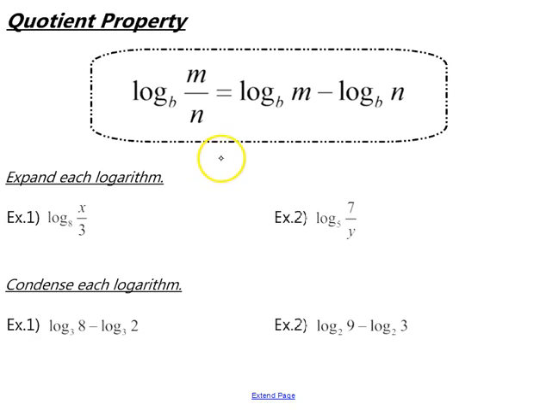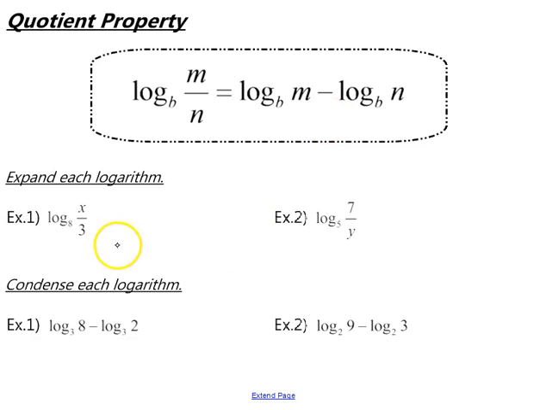Next we'll take a look at the quotient property. Log base b of m divided by n is equivalent to log base b of m minus log base b of n. So we're going to take whatever is divided. The top, the numerator, is going to be the first one, and then the denominator will be the second one. It's really important what order you put this in because we have subtraction here.